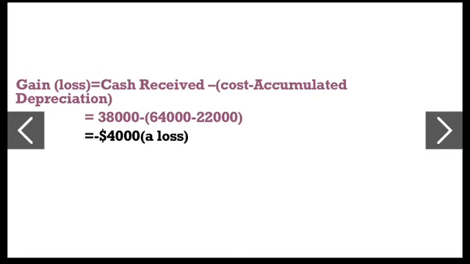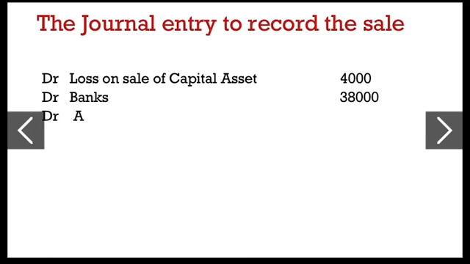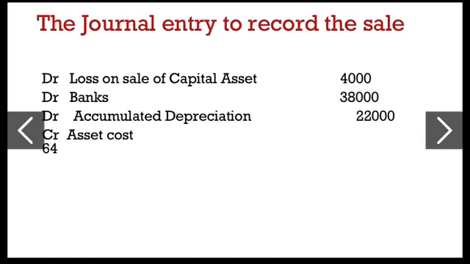So how do you record it in your journals? Journal entry to record the sale of that capital asset: you will debit the loss on a capital asset, and then debit the balance, which is 38,000. The balance was the cash received from the buyer. Then you debit accumulated depreciation, which is 22,000, and the next thing is to credit the cost of that asset, which is 64,000. When you add the debit side and compare it with the credit side, it will balance out, and this is how you do your journal entry to record the sale of a capital asset. So now you have closed the chapter.